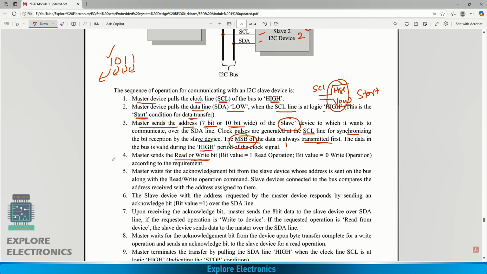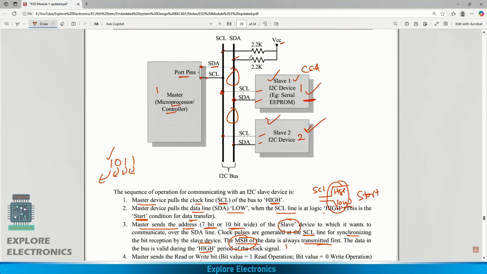And also master sends a read write bit. There will be a read write bit as well. Depending on the operation, bit value 1 means read operation, bit value 0 means write operation. And also slave can send the data as acknowledgement. Slave will send the data, master waits for that. So slave device will send that the address sent on the bus is correct, and also with the read write operation, right? Slave devices connected to the bus compare the address received with the address assigned to them, right? So there are different addresses for this. This slave device can be having 0 to 100 addresses, and this will be having 101 to 200.